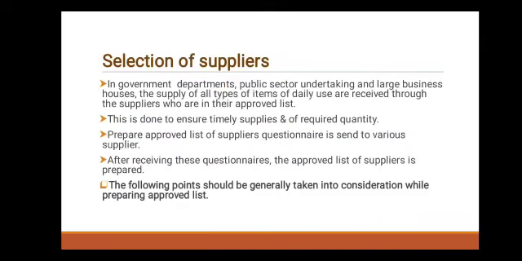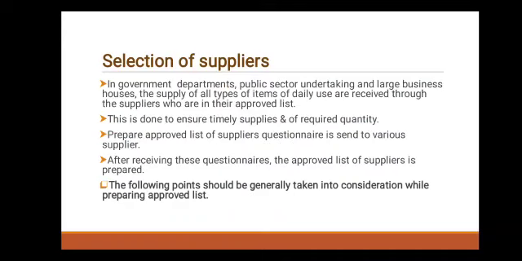Next point, selection of suppliers. In government departments, public sector undertakings and large business houses, the supply of all types of items of daily use is received through the suppliers who are in their approval list. This is done to ensure timely supply of required quantity. To prepare the approval list of suppliers, a questionnaire is sent to various suppliers. After receiving these questionnaires, the approval list of suppliers is prepared.